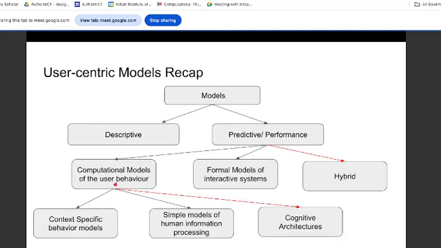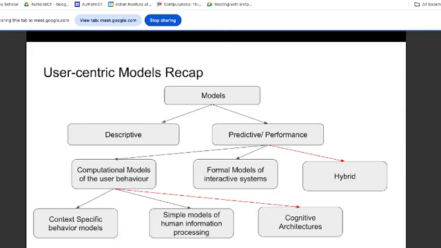In the computational models, what we tried to study were these context specific behavior models, where the user is providing an input or making some motor actions or mental actions. Examples of these were Fitts law or Hick-Hyman's law, which we studied, or the steering law, all those things. And then we studied simple models of human information processing, such as KLM GOMS, where we talk about the keystroke level movements of the person. So the keystroke level model.